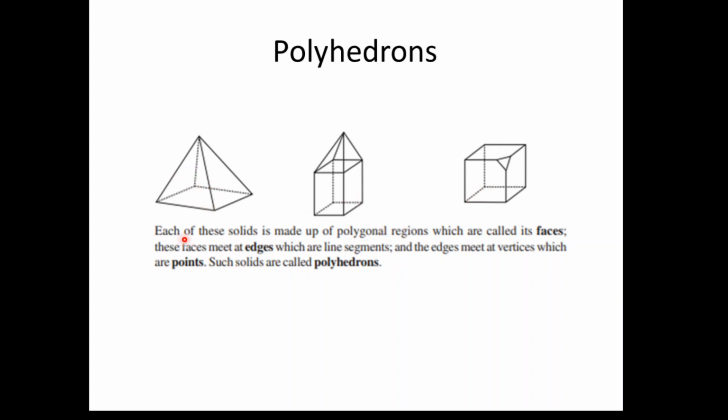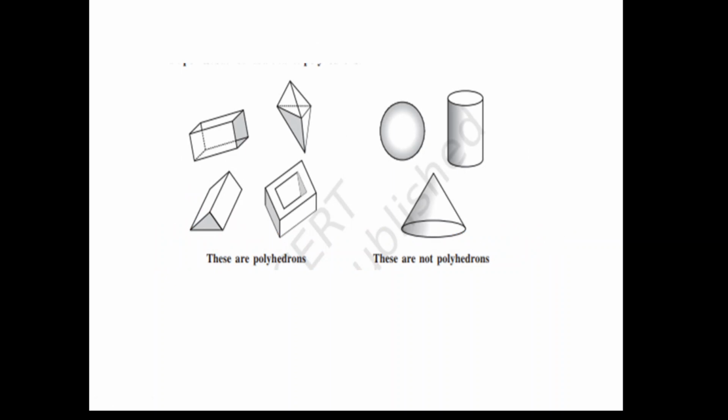So if a solid is made up of polygonal regions, which are called its faces, and these faces meet at edges, which are line segments, and the edges meet at vertices, which are points, such solids are called polyhedrons. Look at this. These are called polyhedrons.